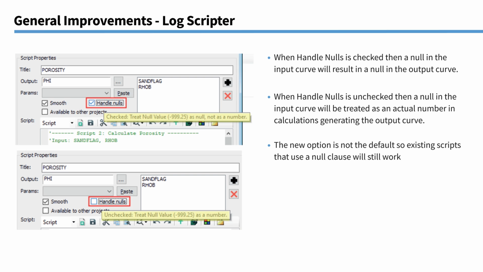So the new functionality enables the user to tick the box displayed, and that will treat the null value as a negative 999.25 as a null and not a number. Now, of course, you can sometimes get negative 999.25 as a number within the scripts that you may be running, so that option is flexible.